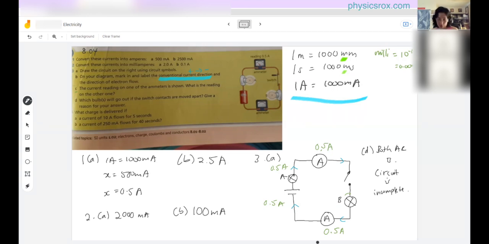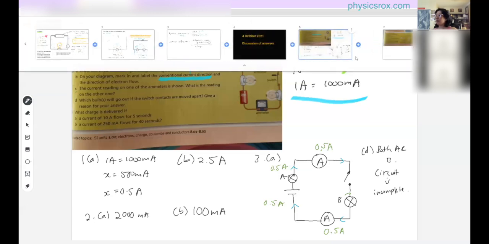Okay, Question 4. Let me start a new slide, because really no space. Question 4. What charge is delivered if current is 10 ampere and time 5 seconds? Okay, the formula is this. Let me write the formula first. If you look at your book, we already know the formula: charge is current times time.